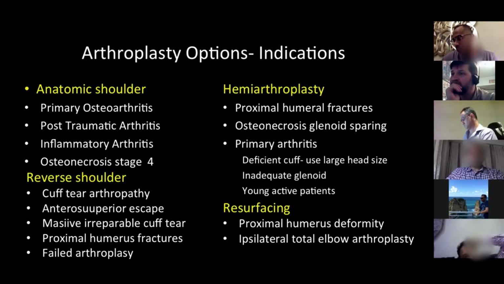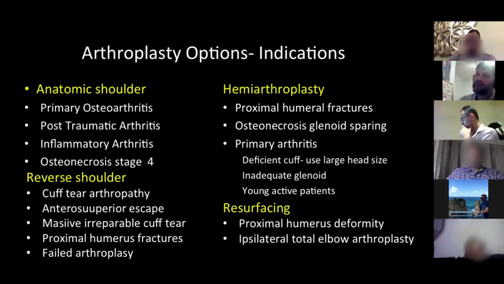Hemiarthroplasty is indicated for proximal humeral fractures in the elderly not suitable for open reduction internal fixation, and osteonecrosis of the humeral head with glenoid sparing, that is, early stages of osteonecrosis of the humeral head. It is an alternative option in primary glenoid arthritis with deficient cuff but with an intact coracoacromial ligament to prevent anterosuperior escape of the humeral head, in which case a hemiarthroplasty with a large size humeral head is utilized.